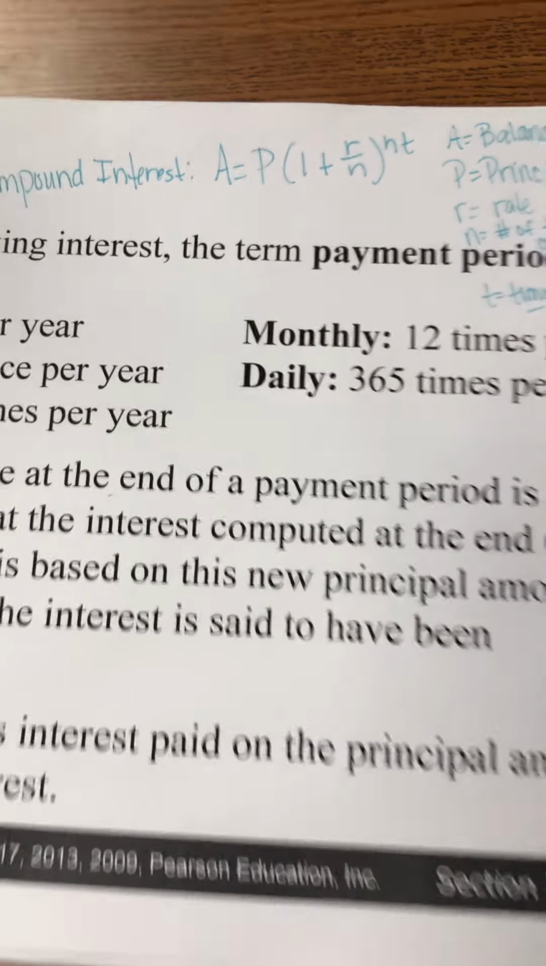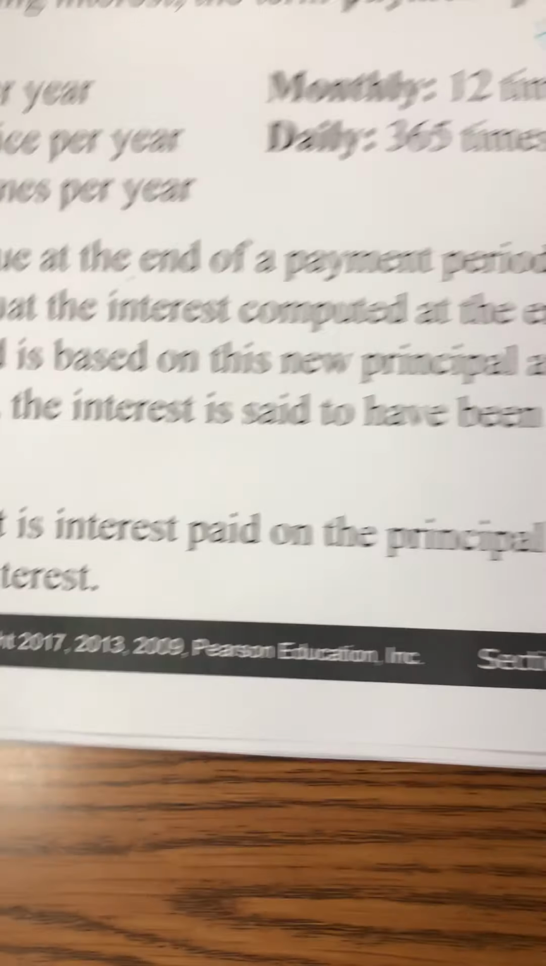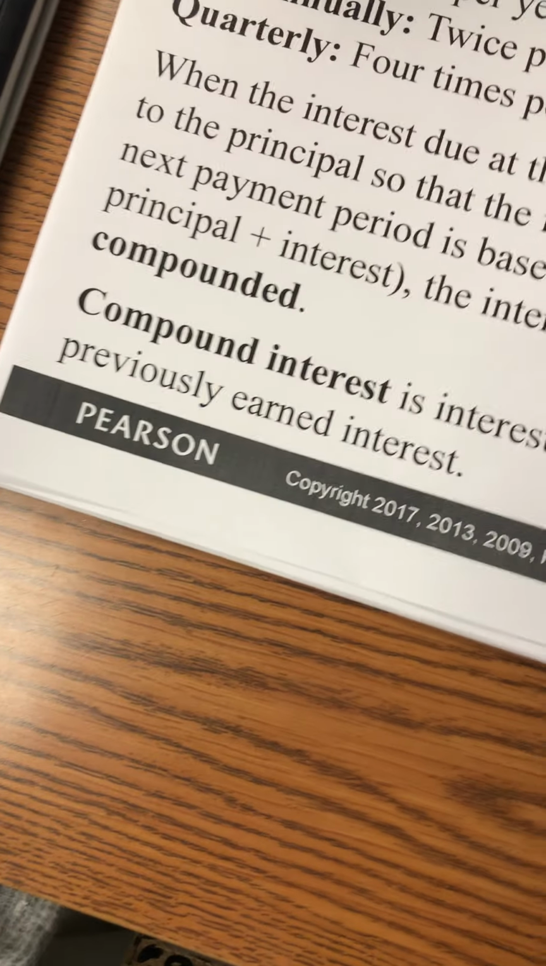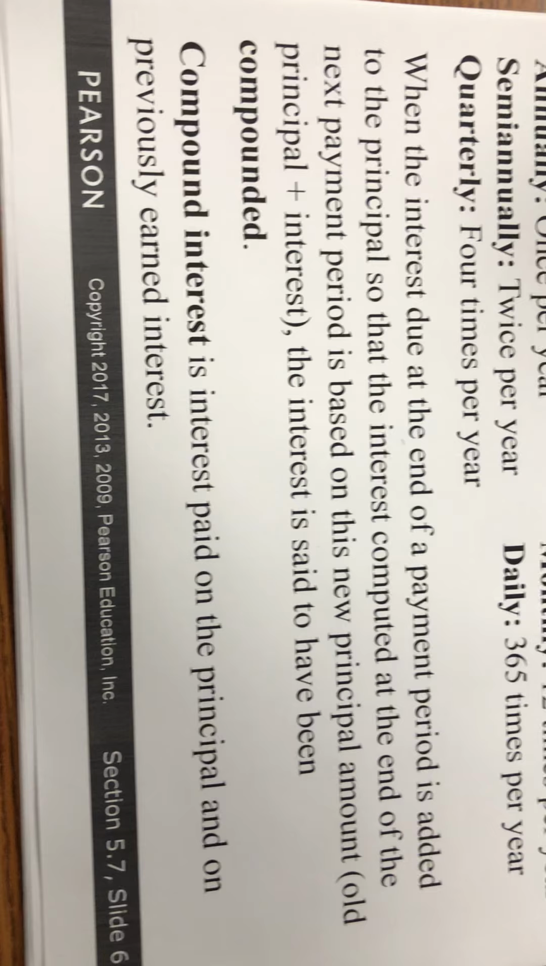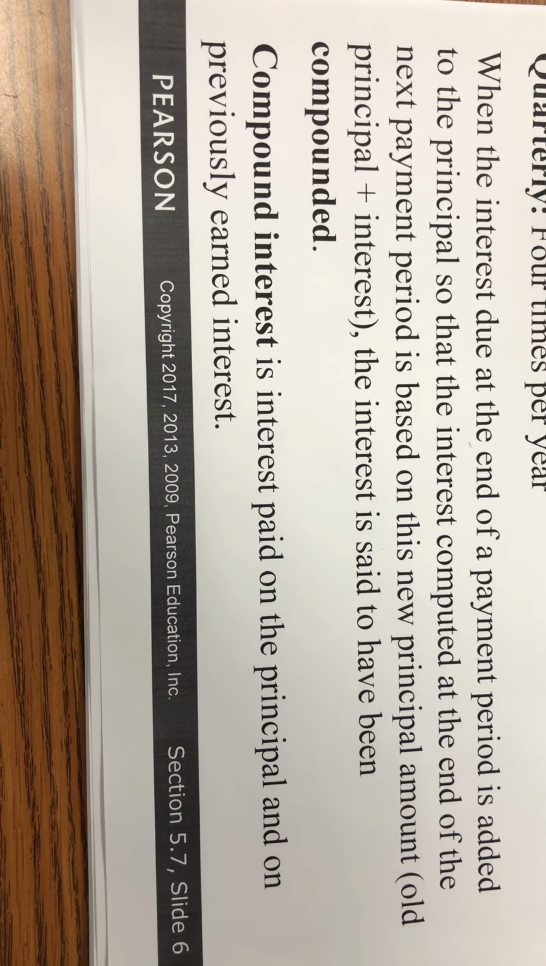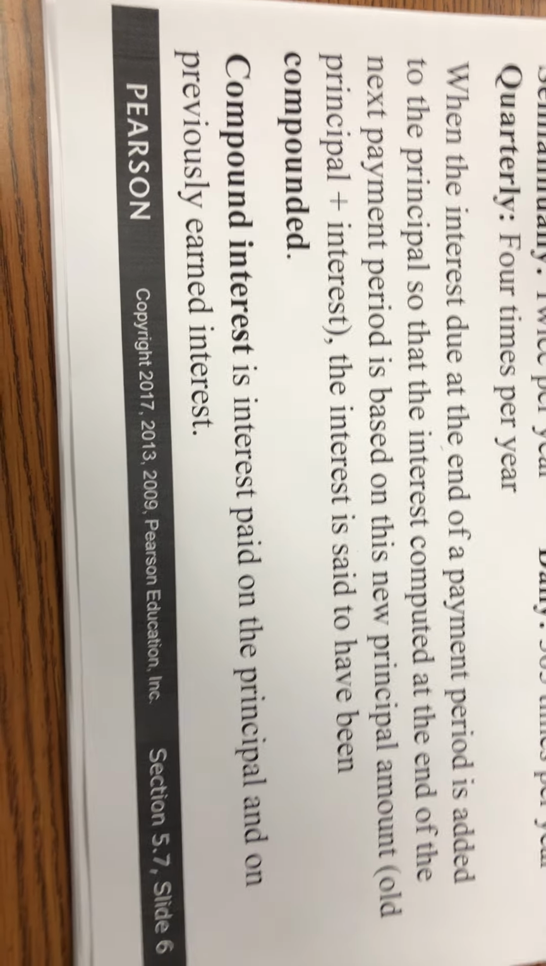Right, we're going to be looking at section 5.7. We're going to start talking about compound interest. Now, compound interest is interest paid on the principal, which is how much you put in, and on previously earned interest.